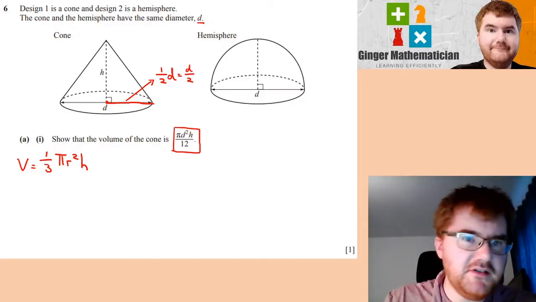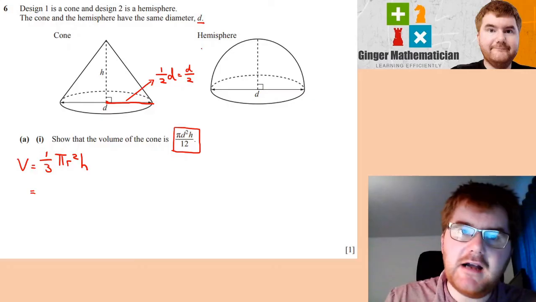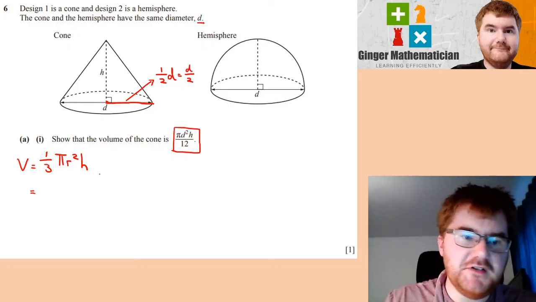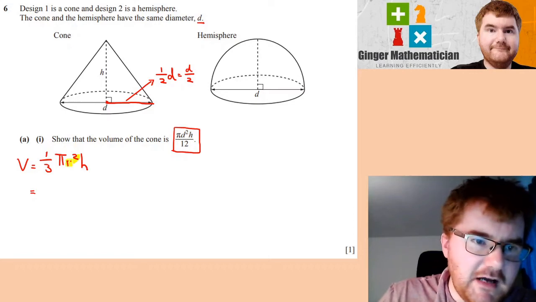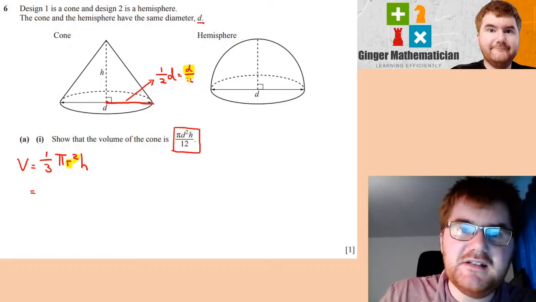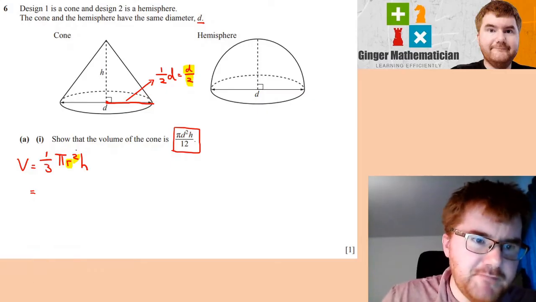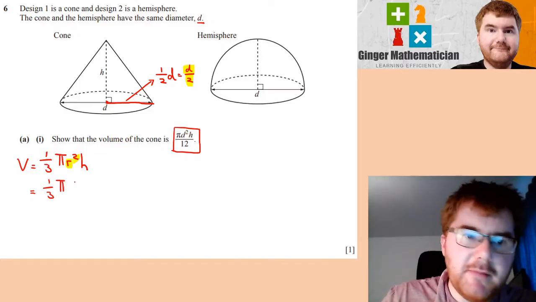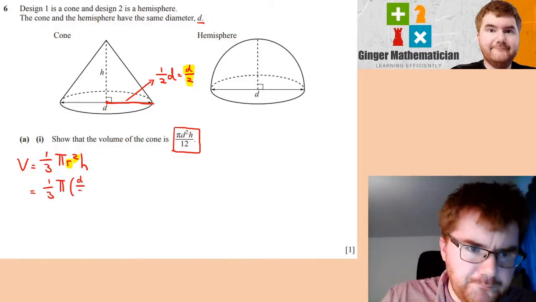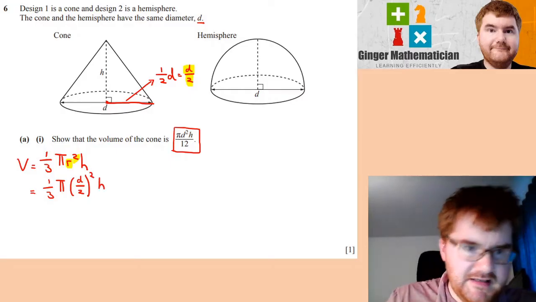So notice these two things are exactly the same. So all I'm going to do here is wherever I see an r, so the radius, I'm going to replace it with a d over 2. So let me get that trusty highlighter out. So wherever I see an r, there we are. Now I'm going to replace it with d over 2. So let's go and do that now. So we've got 1/3 pi. Now the r is going to be replaced by d over 2. Then we're going to have that all squared and then multiplied by the height.